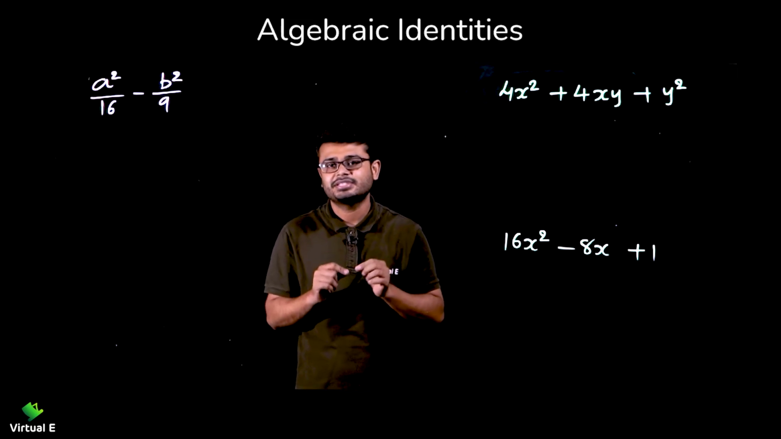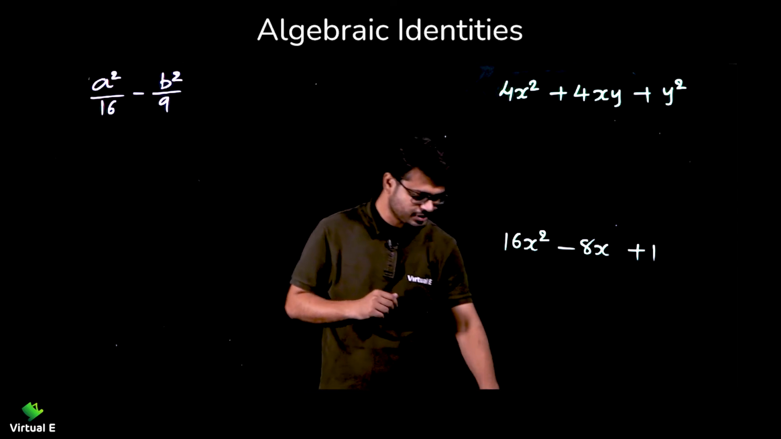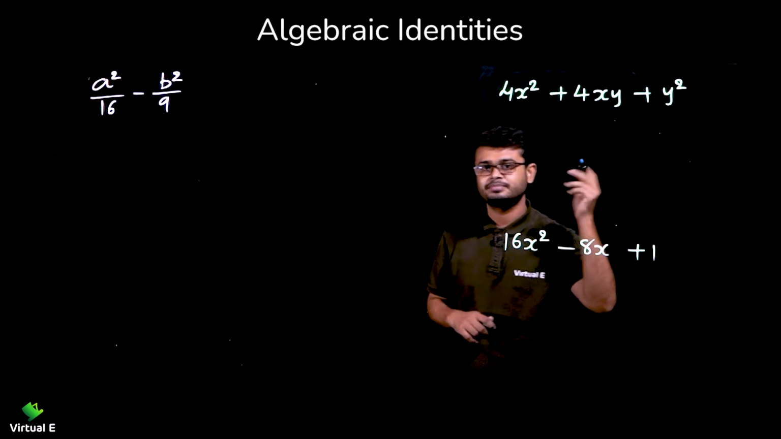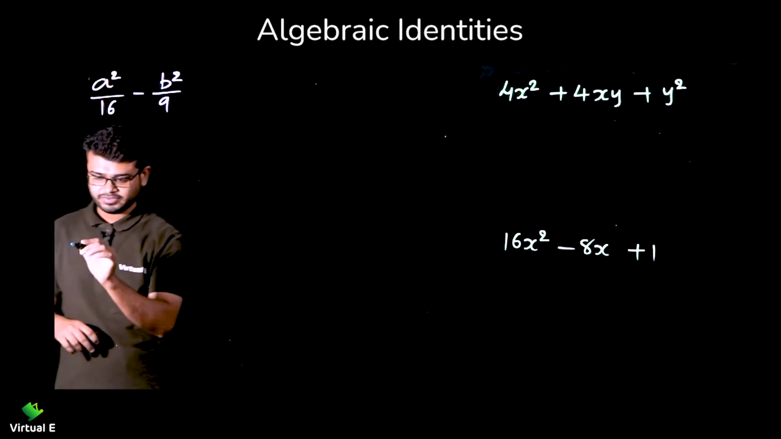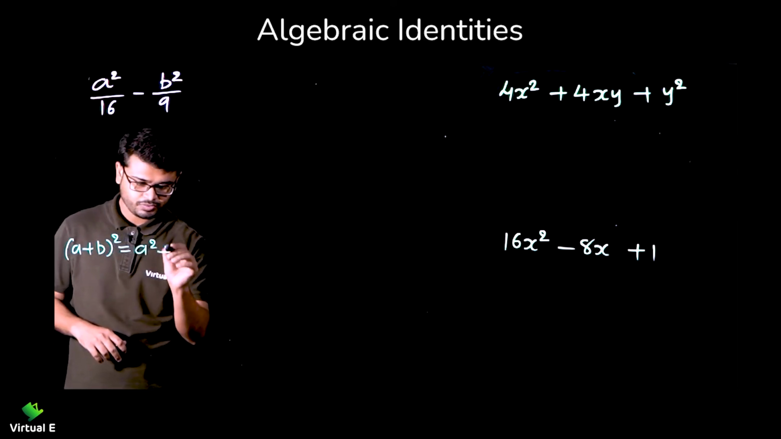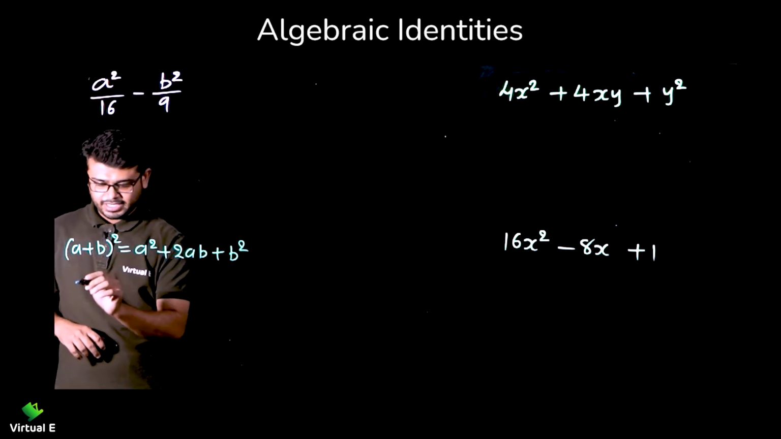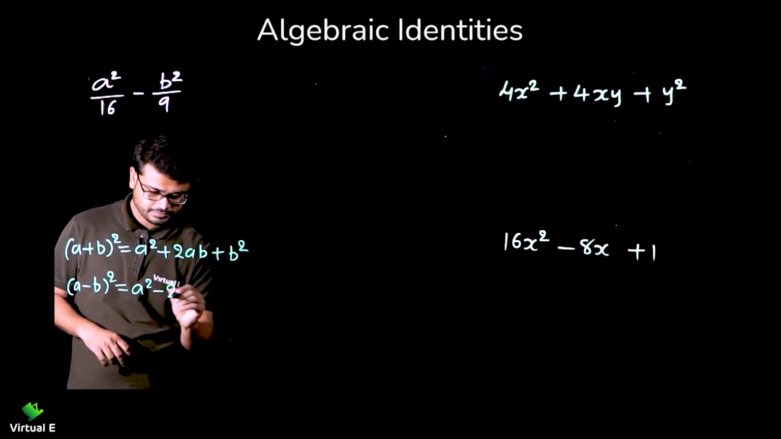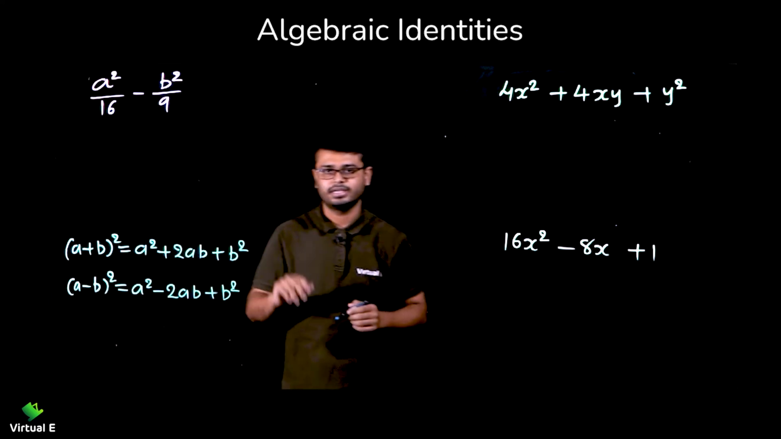Now let's do the factorization with the few identities that we know so far. So let's start with this one. First of all, 4x square plus 4xy plus y square. Now this is the identity that we discussed in grade 8. So it is of this form. If you remember, a plus b whole square is equal to a square plus 2ab plus b square. And if you take minus between them, a minus b whole square, that is a square minus 2ab plus b square. So these are the two identities, right?